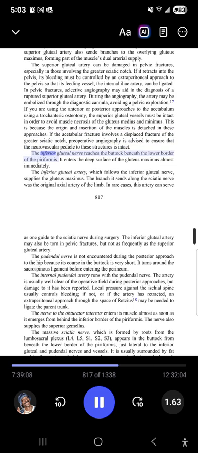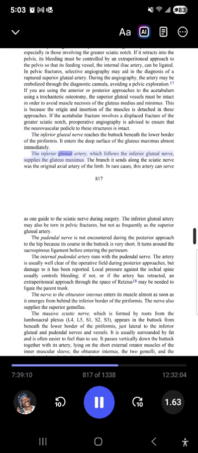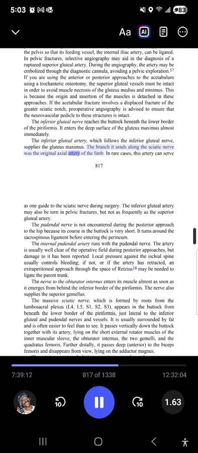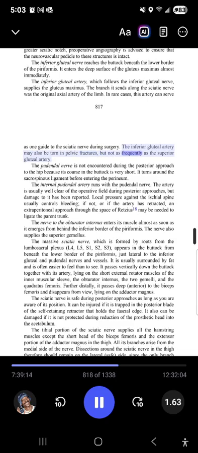The inferior gluteal nerve reaches the buttock beneath the lower border of the piriformis. It enters the deep surface of the gluteus maximus almost immediately. The inferior gluteal artery, which follows the inferior gluteal nerve, supplies the gluteus maximus. The branch it sends along the sciatic nerve was the original axial artery of the limb. In rare cases, this artery can serve as one guide to the sciatic nerve during surgery. The inferior gluteal artery may also be torn in pelvic fractures, but not as frequently as the superior gluteal artery.